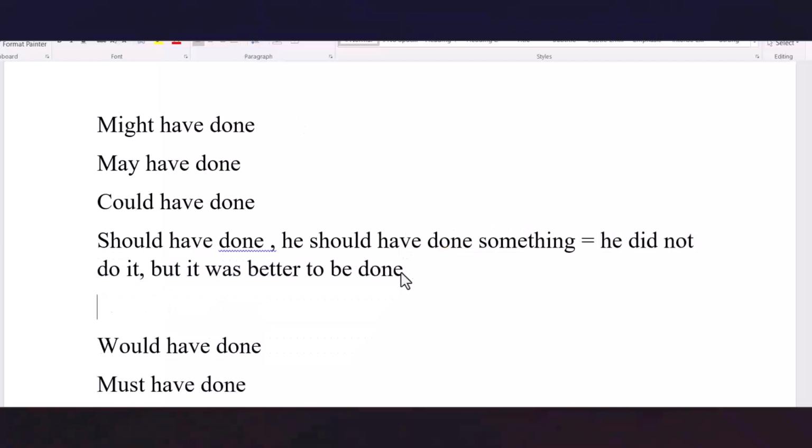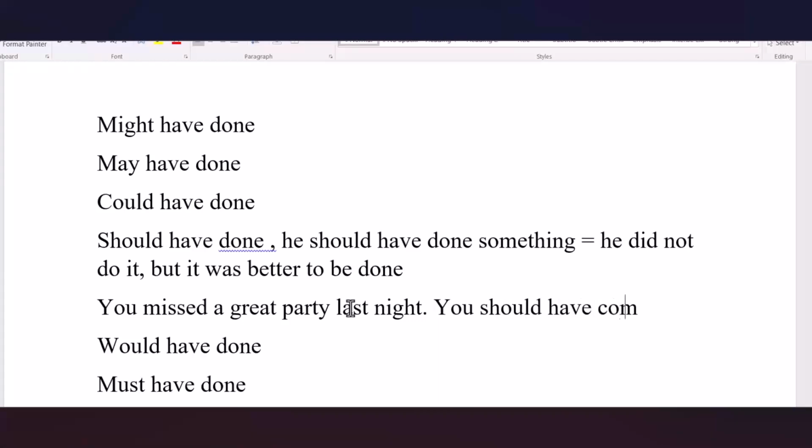For instance, you missed a great party last night. You should have come. You missed a great party last night. You should have gone. It means that you didn't come to the party, but it was better for you to come to the party because that was a great party. So we see that should have done means something didn't happen, but it was better to be done.